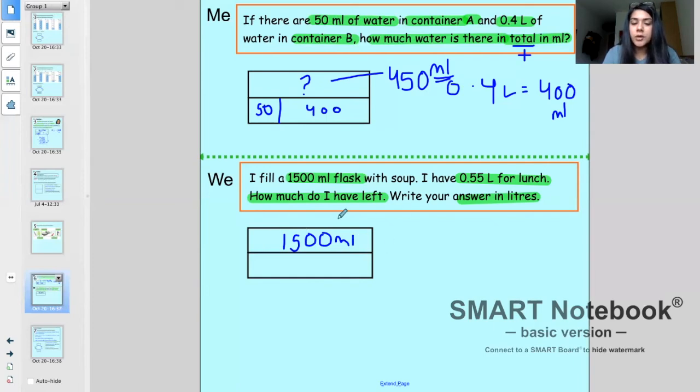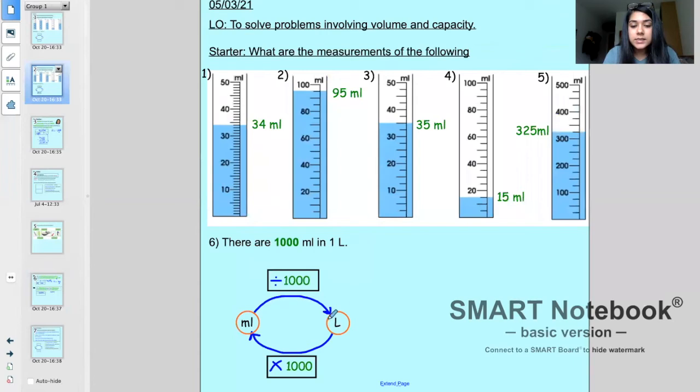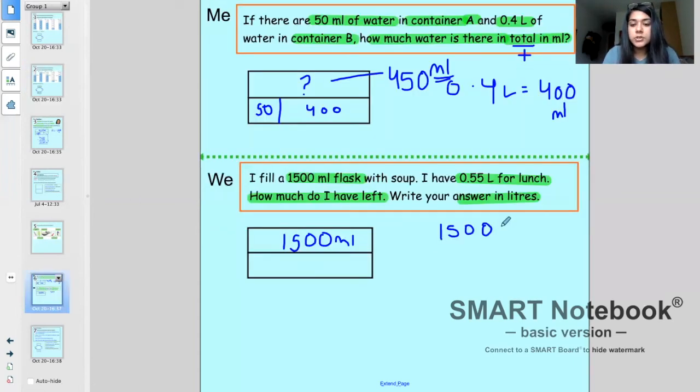So what I should have done is actually convert before I label my bar model, because that would just make things a lot easier. So if we convert 1,500 milliliters to liters, remember converting from milliliters to liters, we divide by 1,000. So let's do that. 1,500 divided by 1,000 should have got you 1.5 litres. So then I can label my bar model with 1.5 litres as the whole.